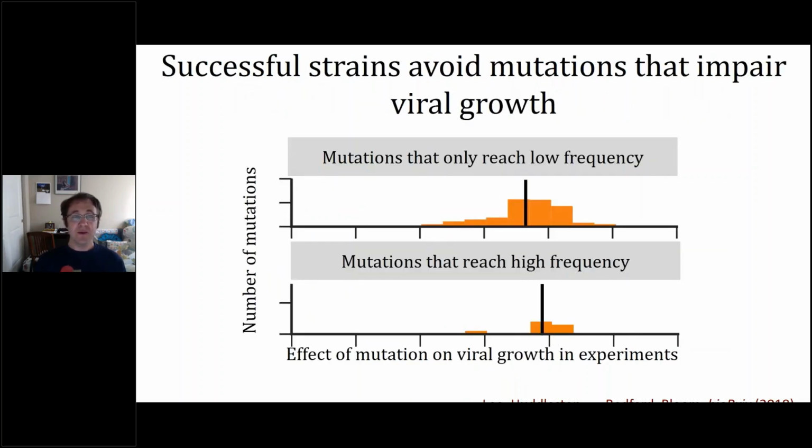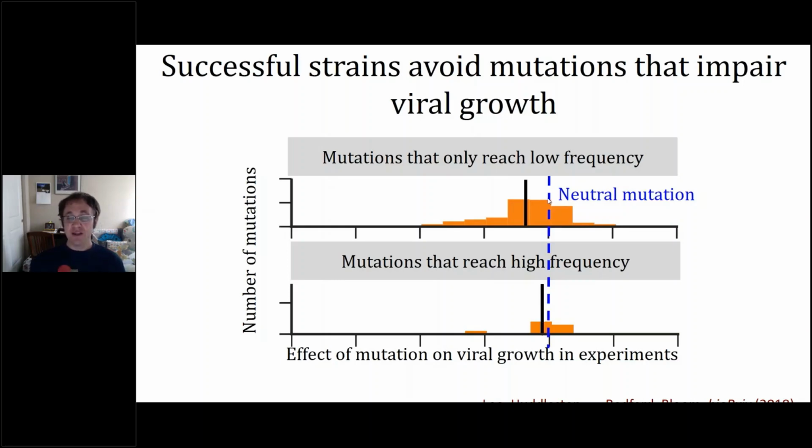And we can look at this in another way. Here is a distribution of effects of mutations among the viruses that reach high frequency, down here at the bottom, and among the mutations that only reach low frequency, up here at the top. These bars show the median effect of the mutations. You can see that the typical mutation that only reaches low frequency has a worse effect on average than the mutations that reach high frequency.